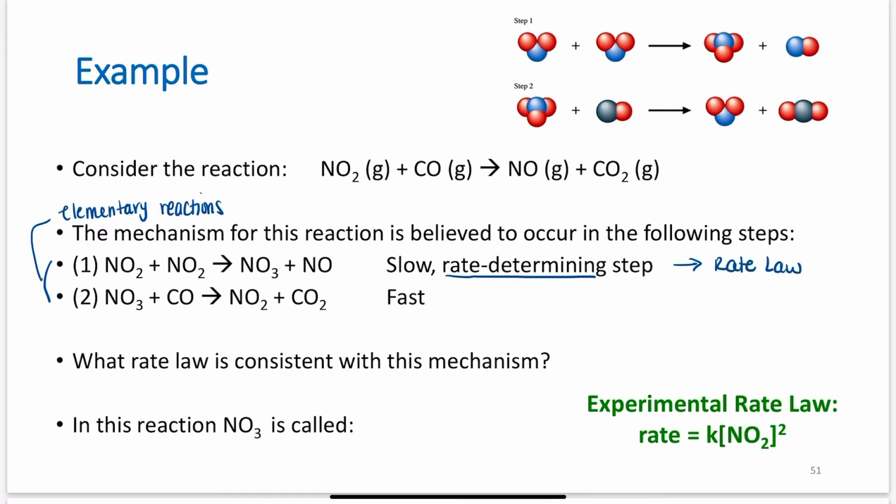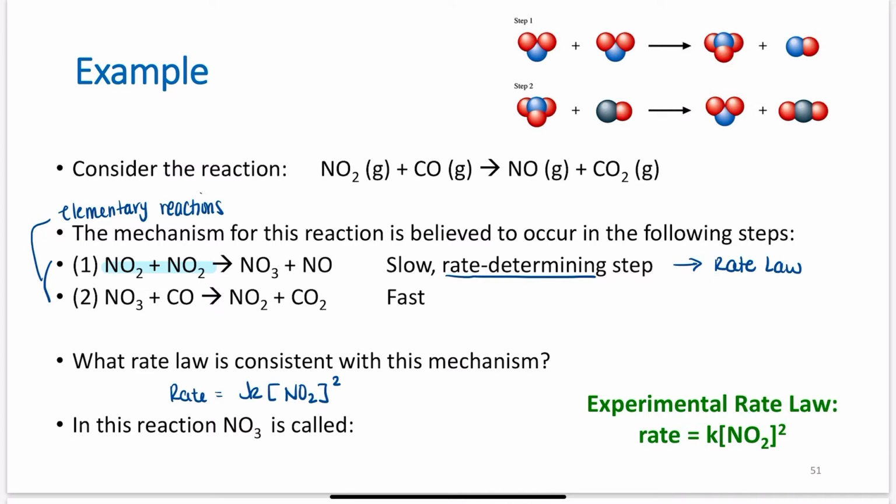So, what rate law is consistent with this mechanism? The rate law is based on the slow rate determining step because it's the step that controls how fast the reaction goes, right? It's the rate determining. The rate law consistent with this mechanism would be rate equal to my rate constant K times NO2 squared. So it's the reactants in my rate determining step.